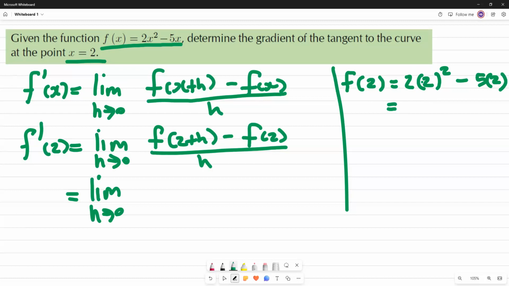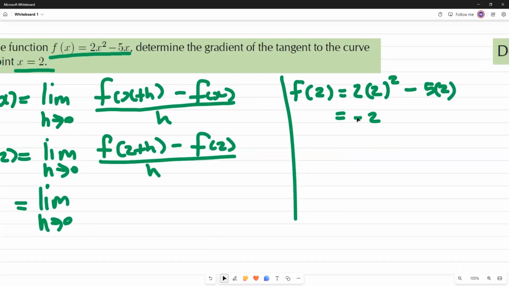Let's see what is f at 2 actually. It's 2 squared minus 5 times 2. So f at 2 gives us negative 2, right? Sure. Now we need to find f at 2 plus h. So we're going to do the same thing. I'm going to rewrite the function again.